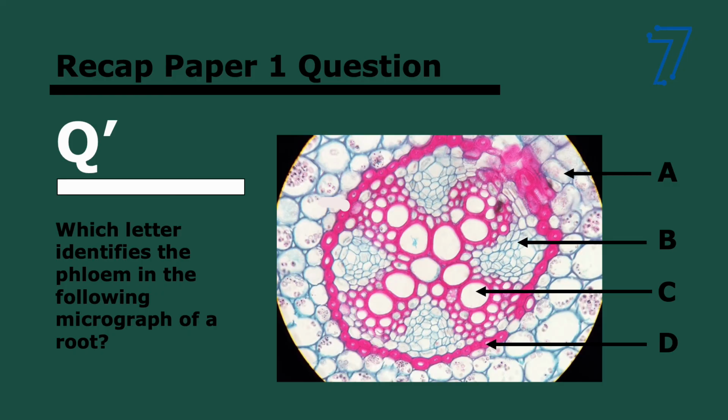Great. Okay, which letter identifies the phloem in the following micrograph of a root? So hopefully this is straightforward. Again, 3, 2, and 1. It's B, right? Remember, the bigger ones are the xylem, and again, they're tinted reddish. And then what's around the star is the phloem. So B is the phloem, and then C would be the xylem.